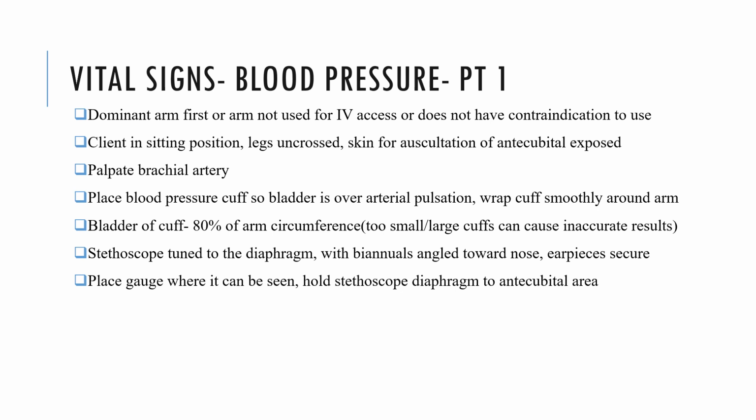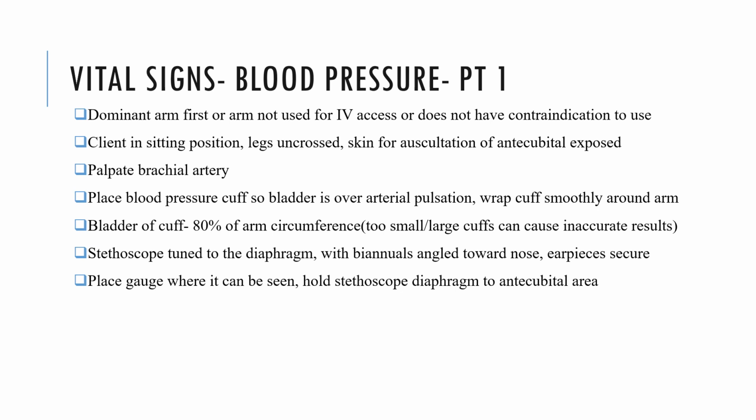When you use the stethoscope, make sure it's turned to the diaphragm. You can tell it's turned to the diaphragm because when you tap on the larger piece of the diaphragm, that sound is amplified in your stethoscope. And the binaurals, where the metal pieces are, should be angled so that the earpieces are angled towards your nose. That way they sit in your ears appropriately along your ear canal.